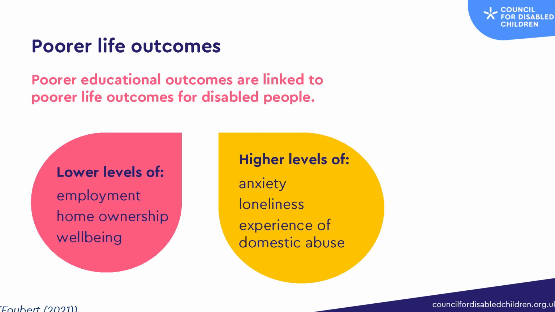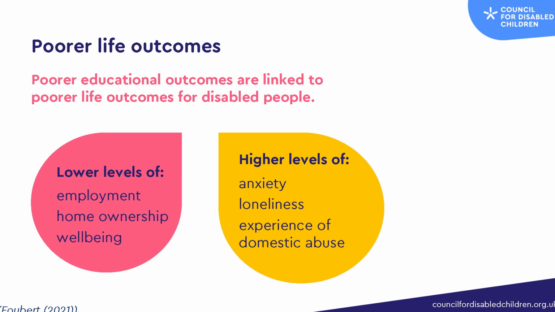And those poorer educational outcomes don't just stop when pupils leave school. They carry forward into adult life. Research from the Office for National Statistics, published by Fubert in 2021, uses disability data and shows that disabled adults are less likely to be in employment, less likely to own their own home, and report lower well-being. At the same time, they are more likely to experience higher levels of anxiety, loneliness, and domestic abuse.